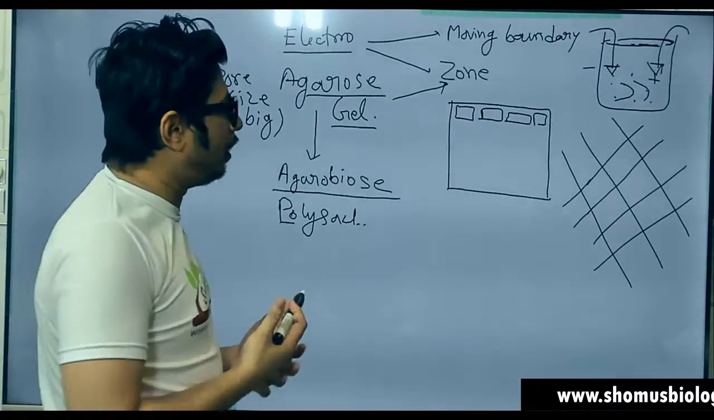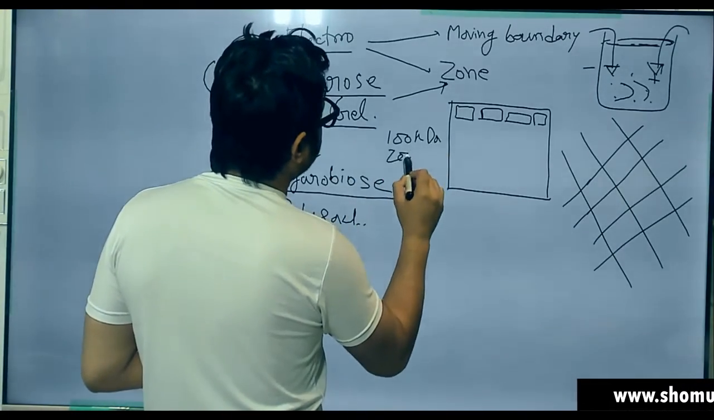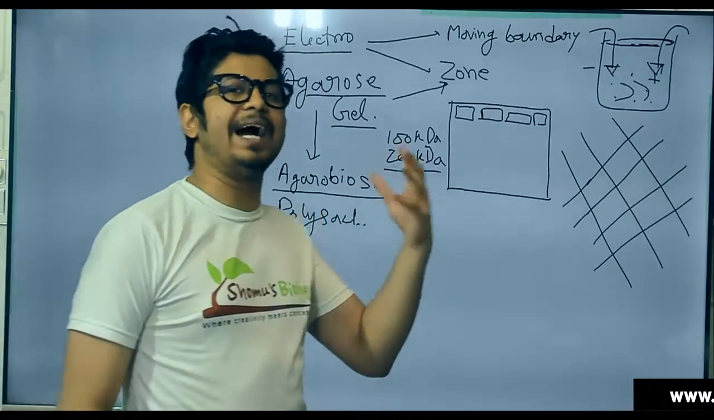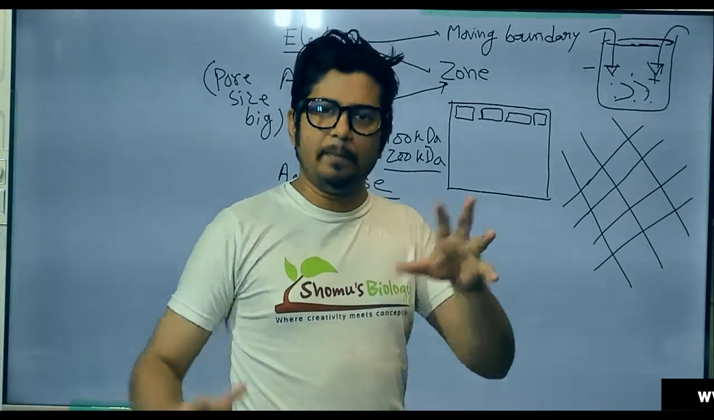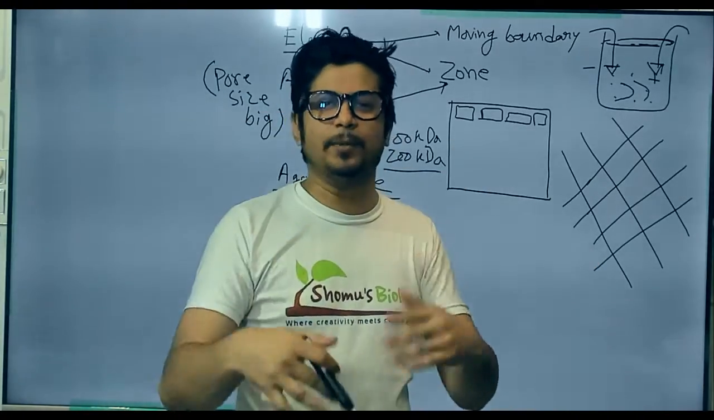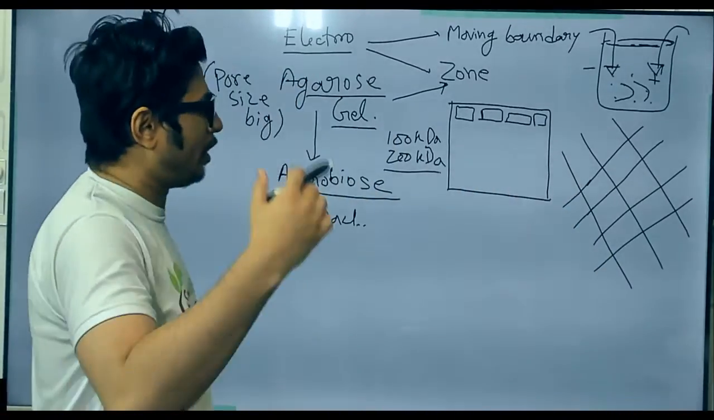So any molecule, even more than 100 kilodalton, 200 kilodalton of mass, can be separated with agarose gel electrophoresis. Bigger molecules can be separated because the pore size is big. They can easily enter the pore and exit the pore, right? Quite logical. There is nothing extraordinary here.